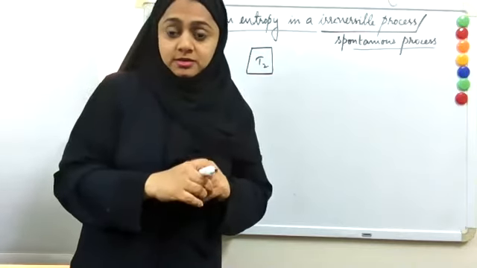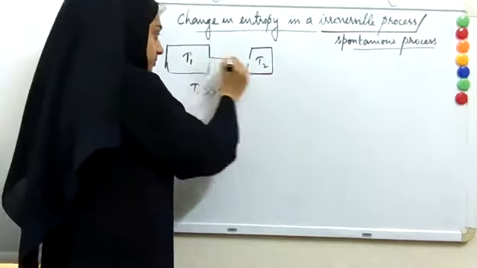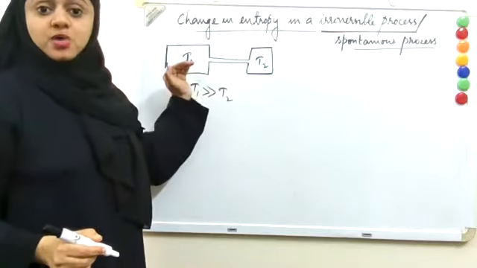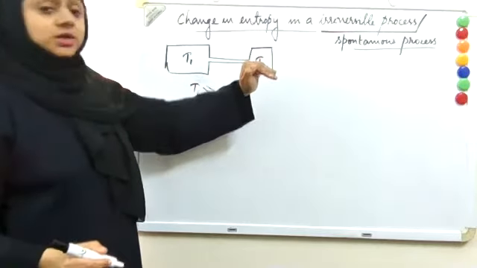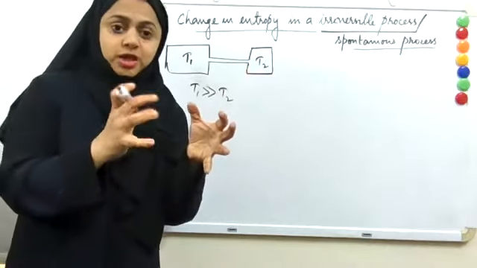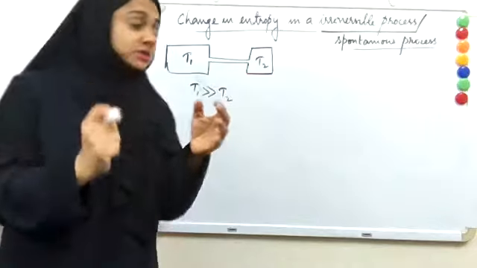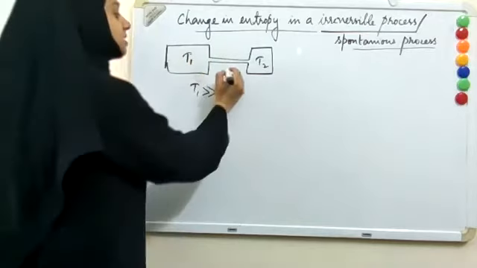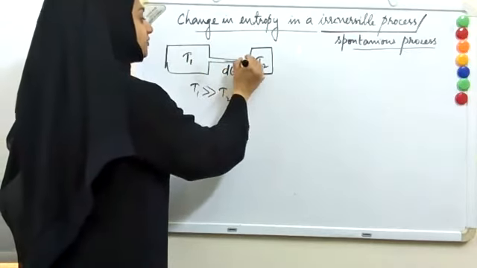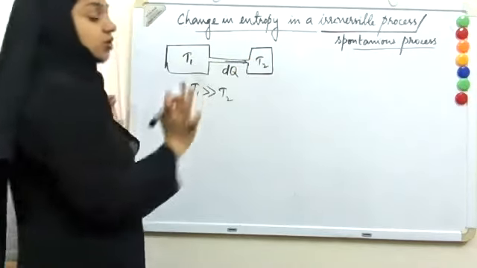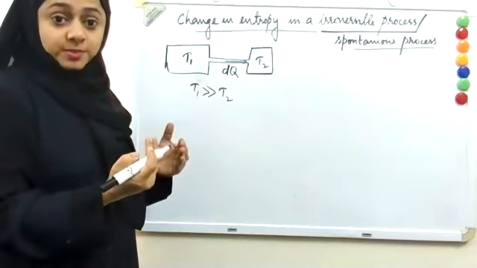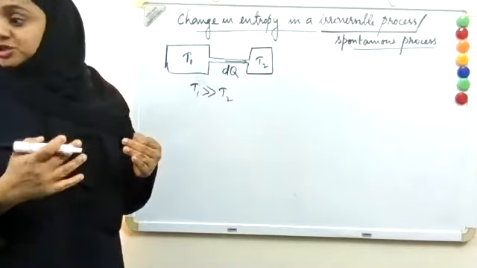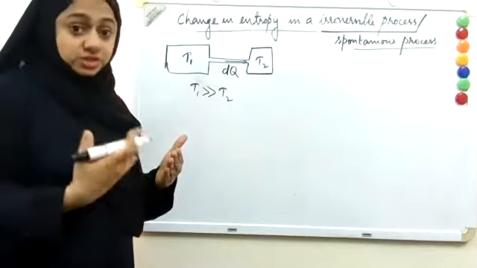What will happen when I connect these two? The amount of heat will travel from one body to another. The ice will slowly absorb heat from the hot water and melt, right? So there is a flow of heat from one body to another. Suppose dQ is the amount of heat flowing from this hot body to a cold body. So what is the change in entropy? As the temperature changes, what happens? The entropy changes, right?